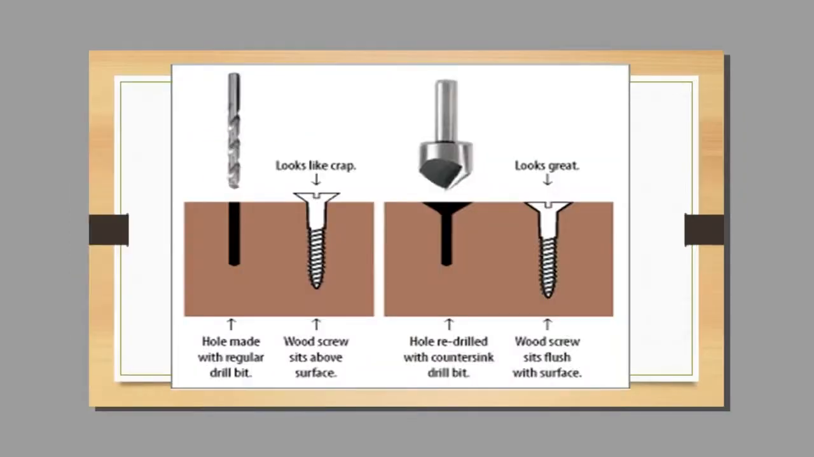There you can see, if you don't have the countersink, your screw is going to stick out, but if you countersink that, then your screw is going to be able to get down and be very flat into your surface.